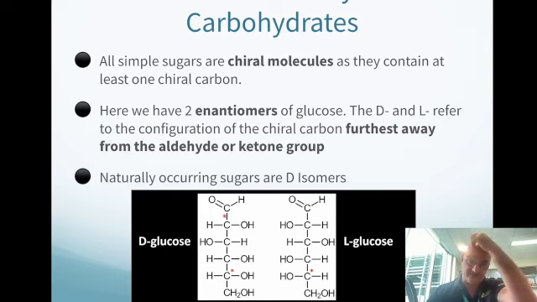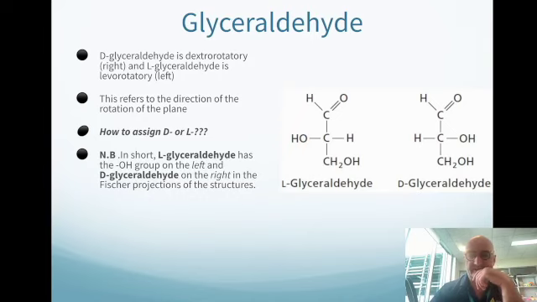Carbohydrates, okay, all simple sugars are chiral molecules. We've got 2 enantiomers of glucose, D and L. D refers to the OH group on the terminal carbon, which is highlighted with a red star here on the right, and L is on the left. Okay, D-glyceraldehyde is dextrorotatory, and L is levorotatory, and that refers to the plane of polarized light.